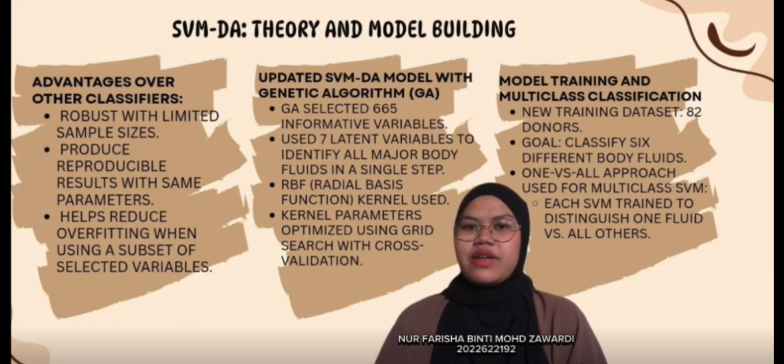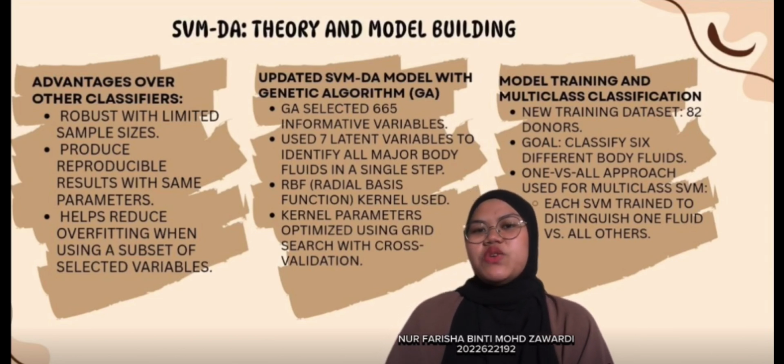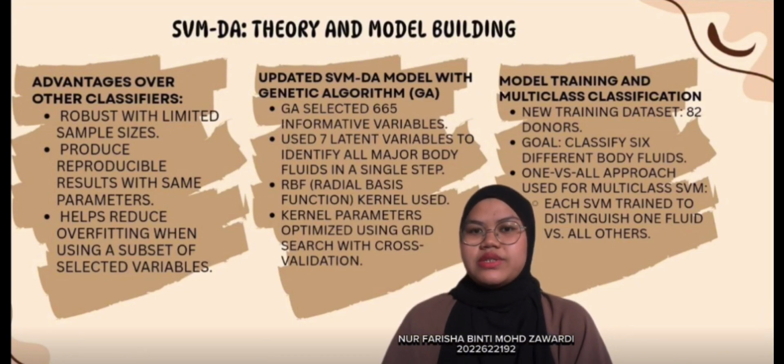Next is model training on multi-class classification. The new training dataset has about 82 donors. The goal is to classify 6 different body fluids. A one-versus-all approach is used for multi-class SVM. Each SVM is trained to distinguish one fluid versus all others. The model is trained using GA selected variables from previous work.